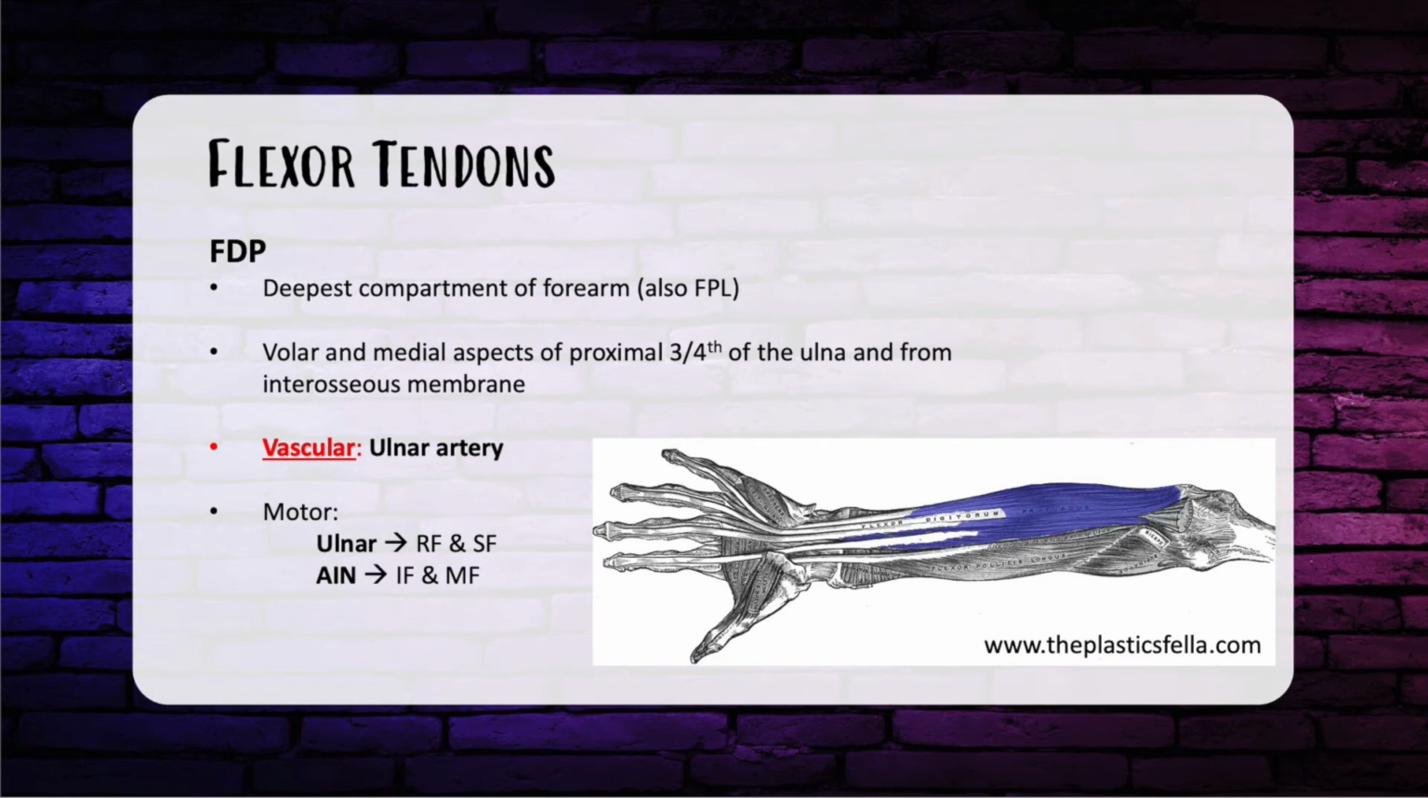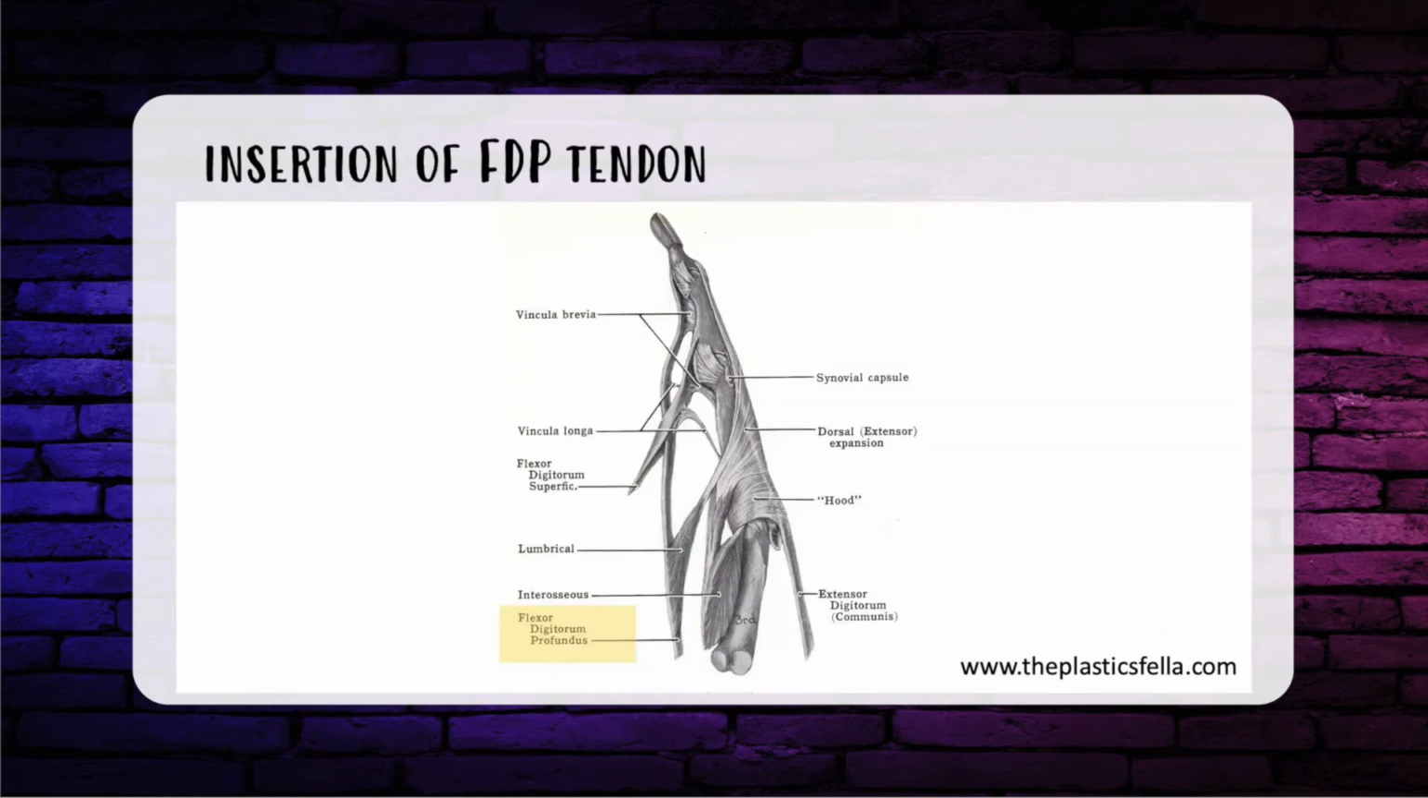Let's keep moving here. FDP is in the deepest compartment of the forearm, as is flexor pollicis longus. It originates at the volar and medial aspects of the proximal 3/4 of the ulna and the interosseous membrane. The ulnar artery is the main blood supply to this muscle. The ring finger and small finger are innervated by the ulnar nerve, whereas the index finger and the middle finger are innervated by the anterior interosseous nerve, which is the branch of the median nerve.